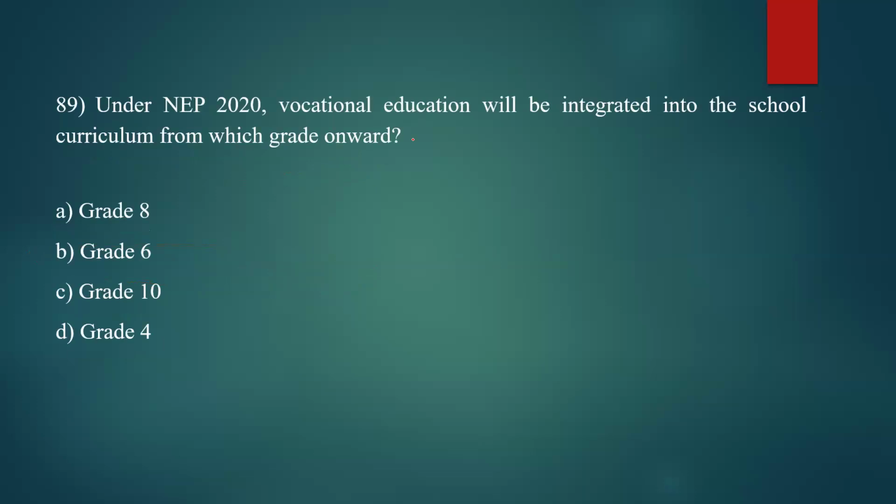Option B, grade 6. Under NEP 2020, the concept of vocational education is starting from grade 6.